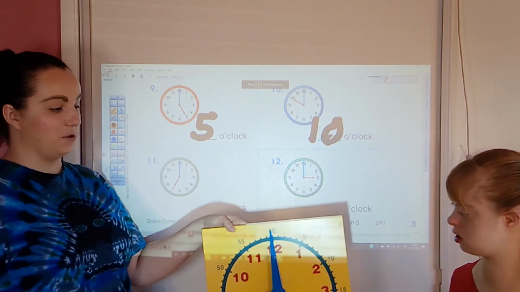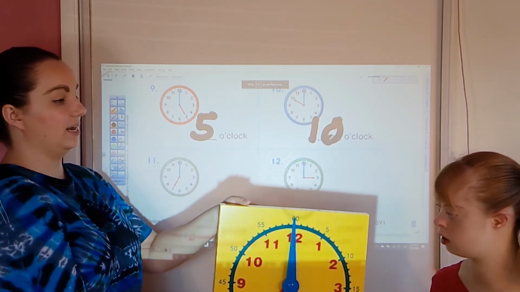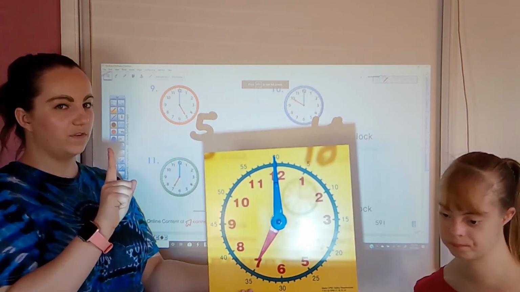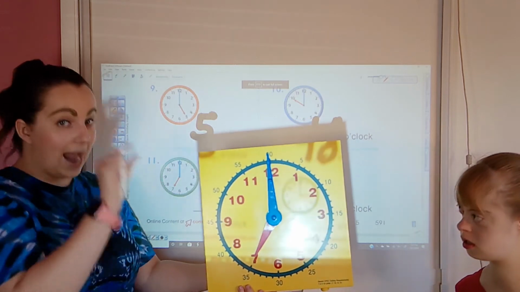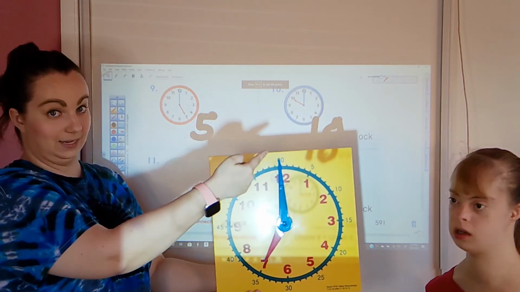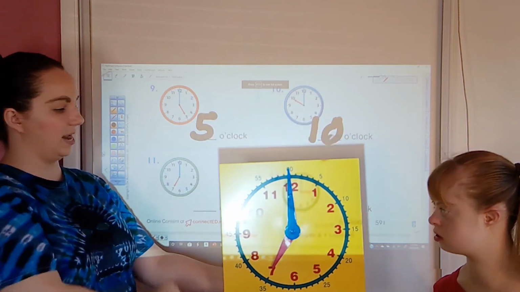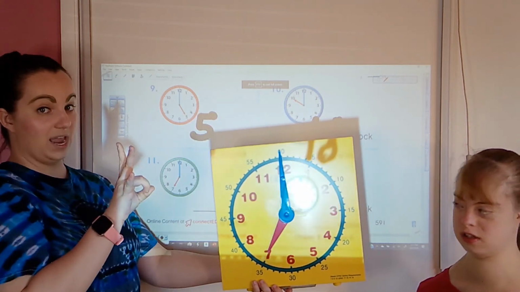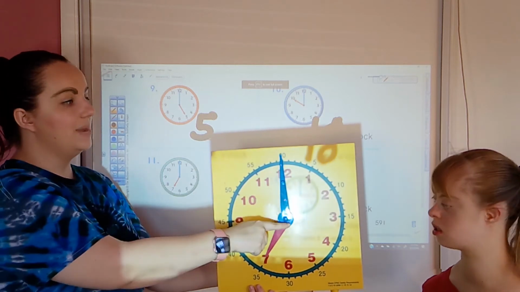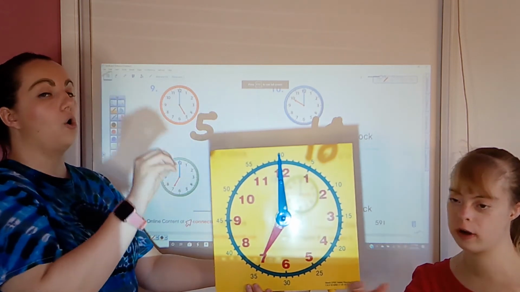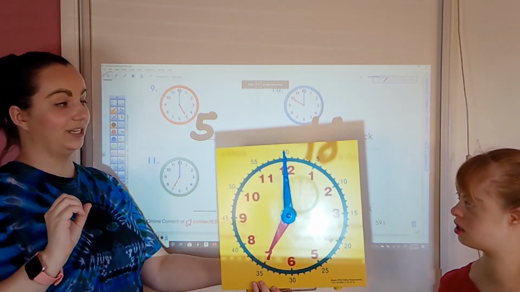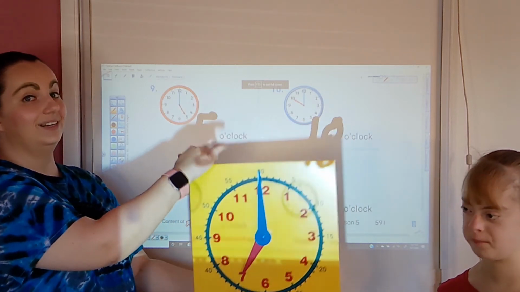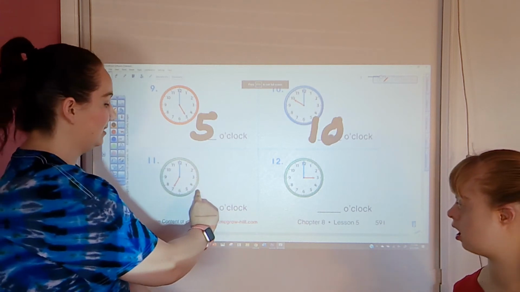Okay. Again, which hand do we read first when reading a clock? The short hour hand or long minute hand? What do we read first? The short hour hand. Good. We read the hour, then the minute. Good. So looking at that short hour hand, what hour is the hour hand pointing to? 7. Good. Then what do we say when the minute hand is pointing straight up? O'clock. Good. So let's put it together. We read it as 7 o'clock. Good.